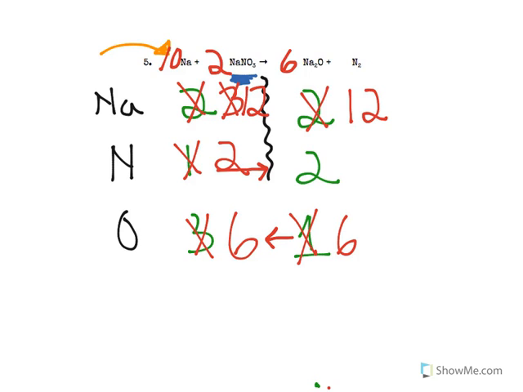And now, if I go back and double check, yep, 12 sodium on each side, 2 nitrogen on each side, and 6 oxygen on each side. So it's balanced.